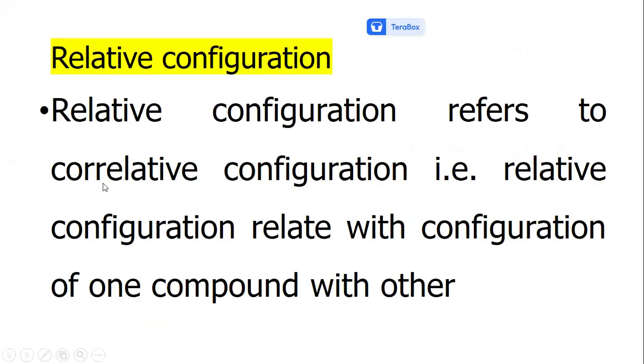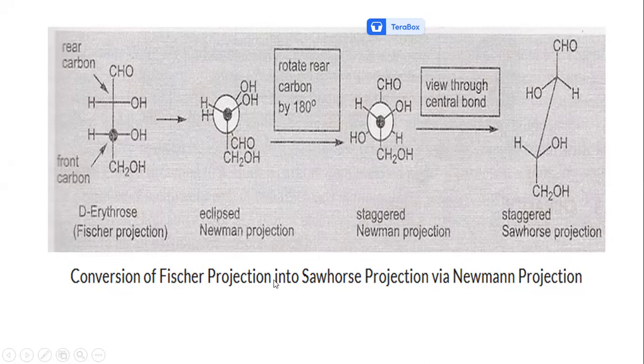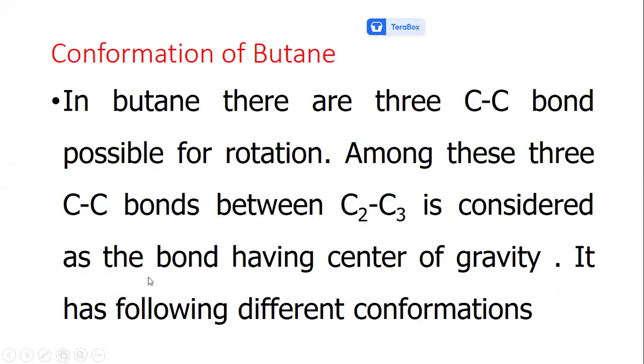Relative configuration refers to the correlative configuration, that is, the configuration of one compound relative to another. This is the Fischer projection formula. Eclipsed Newman, staggered Newman, and staggered Sawhorse projection formulas.